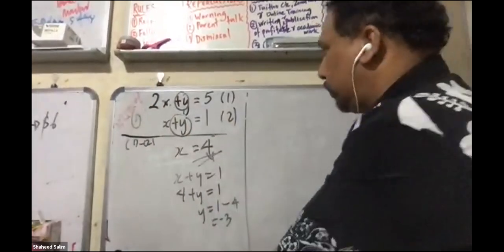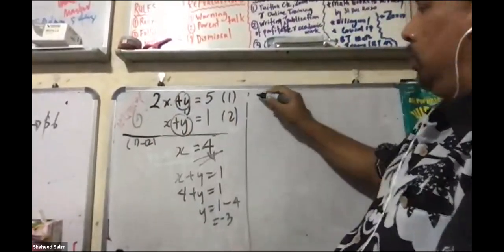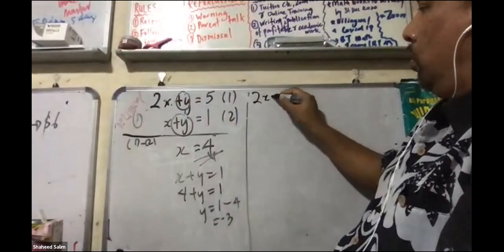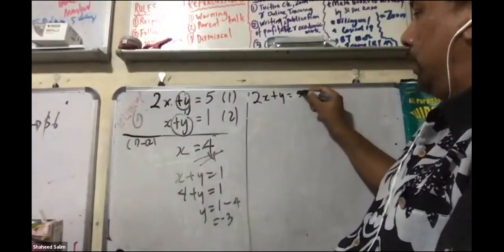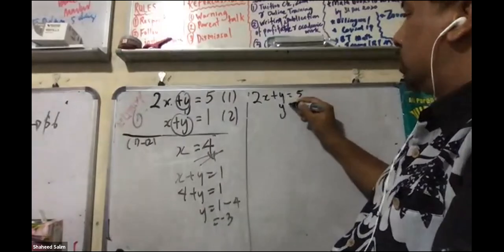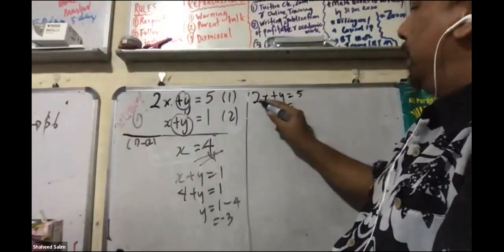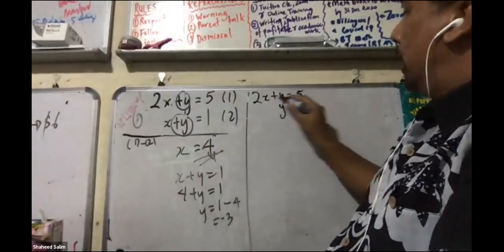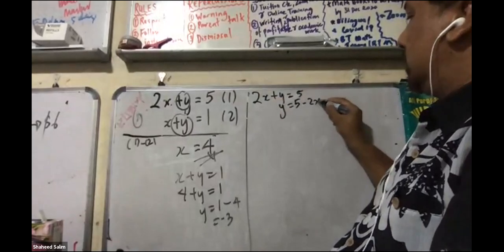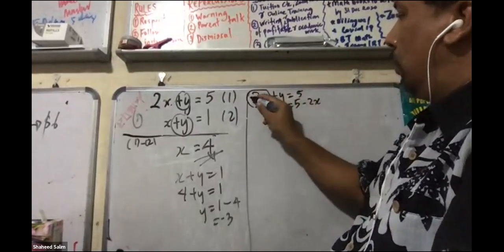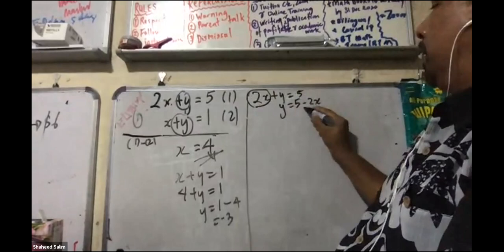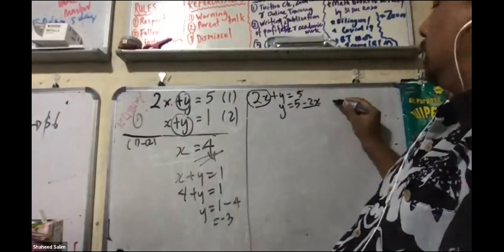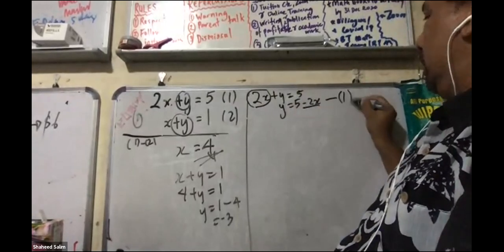Method 2 now, we have the same thing: 2x plus y equals to 5. I want it to be y equals to something. Y equals to, I bring this over. 5 minus 2x. Can you see now? 2x I bring over, plus 2x I bring over, become minus 2x. So this is equation 1.